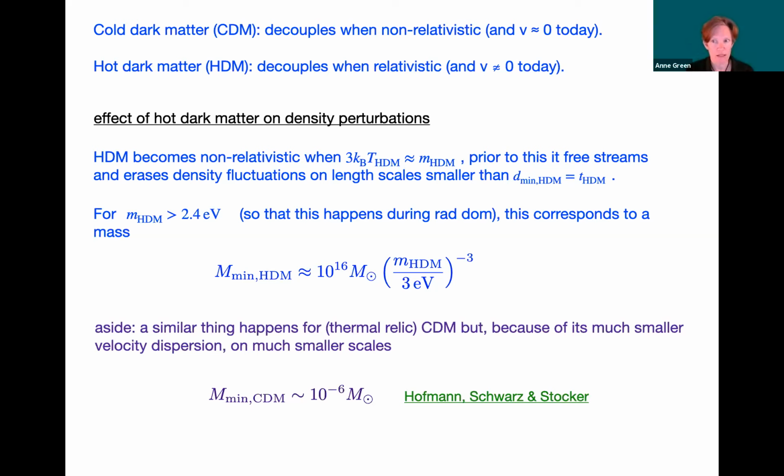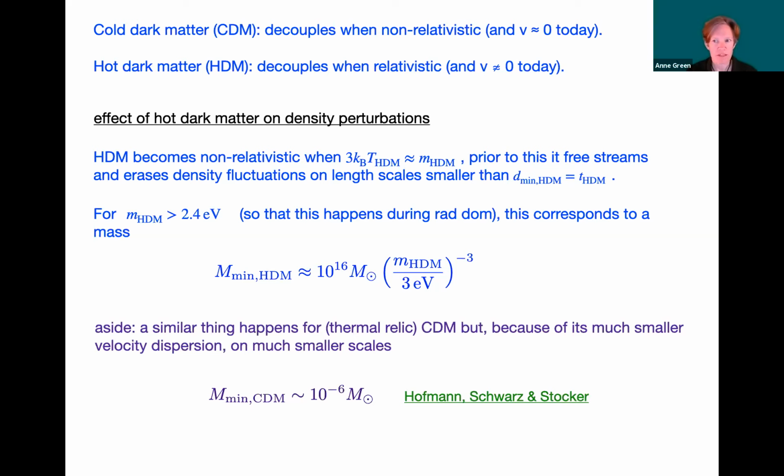So if we only had hot dark matter in the universe, it would erase the initial perturbations on galaxy scales, dwarf galaxies. And so the first objects that would form would be galaxy clusters. They would then fragment into smaller things. So what is said is that structure formation is top down, big things form first. Whereas, as we'll see in a moment, with cold dark matter, small things form first.